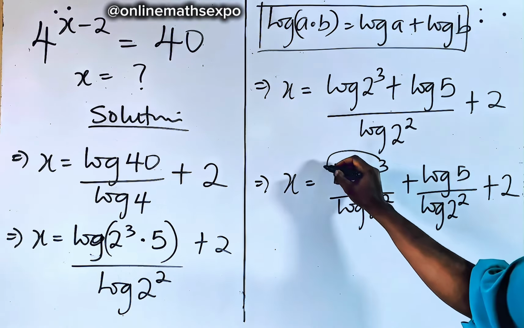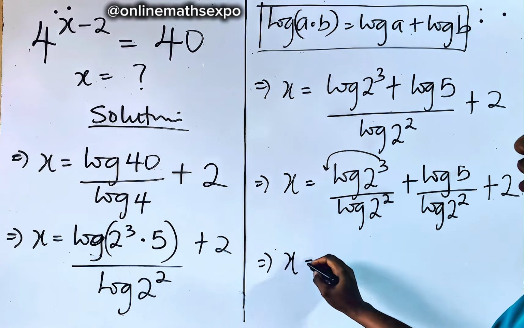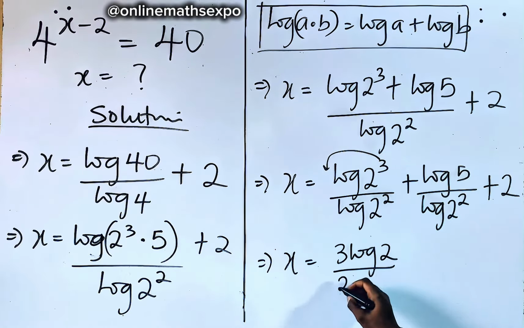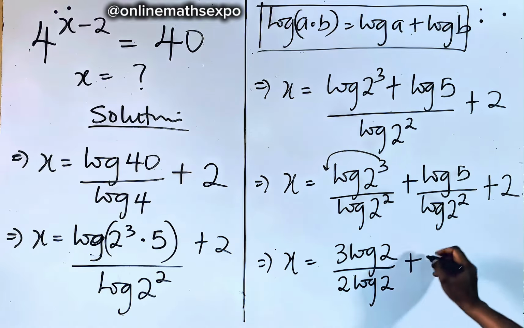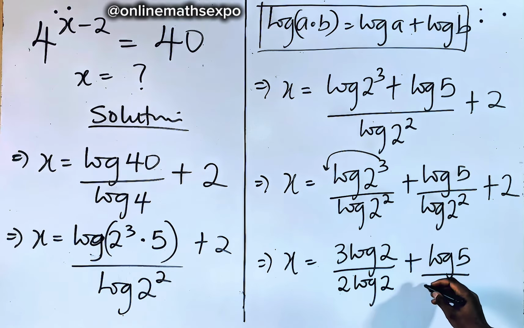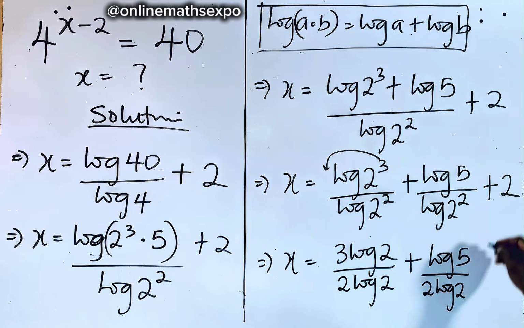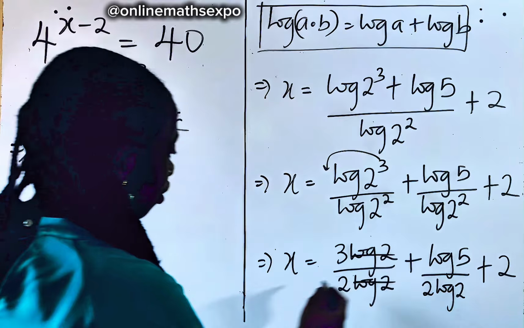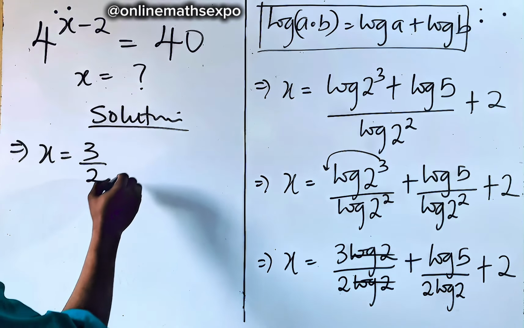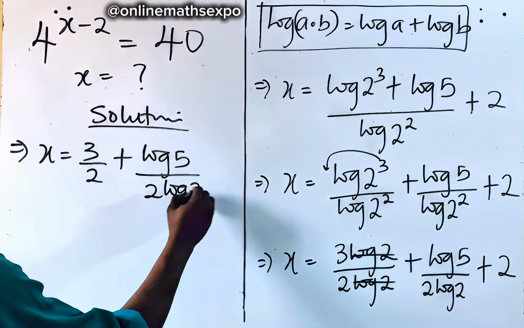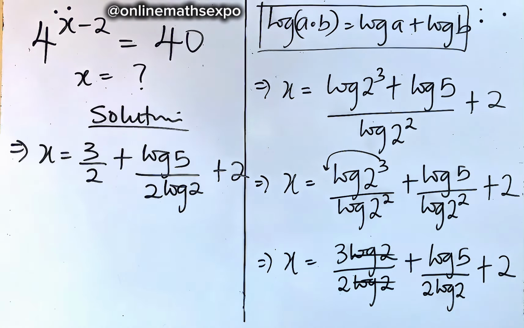Remember we said the power multiplies the log. So this means x is 3 log 2 divided by, this will multiply, so we have 2 log 2, plus this will give us log of 5 divided by, this multiplies, we have 2 log 2, then add 2. Keep solving. So we now have x is equal to, this can take this off, so we have 3 on 2 plus log of 5 divided by 2 log 2, then add 2. So what do you do at this point?